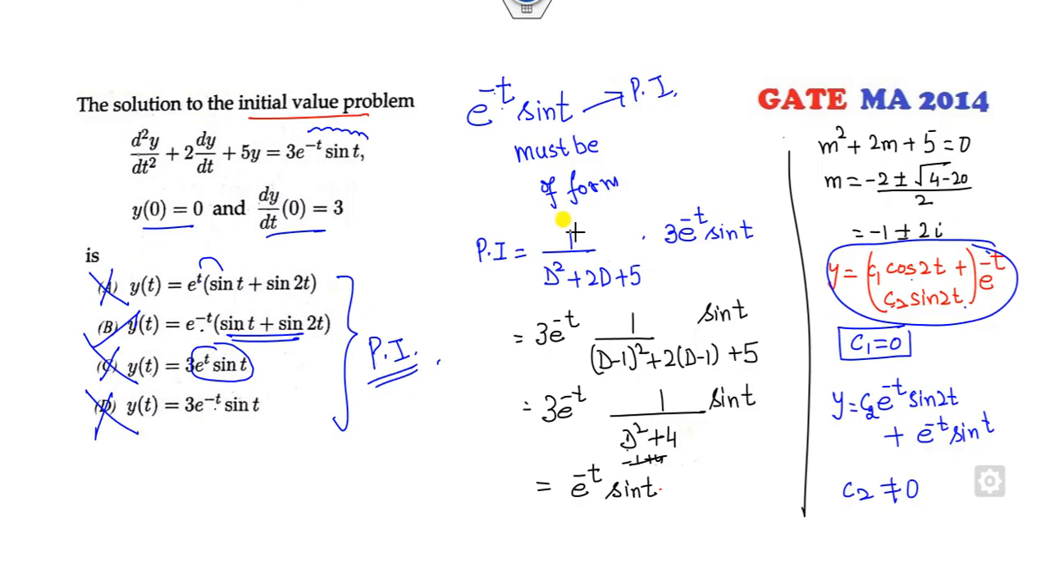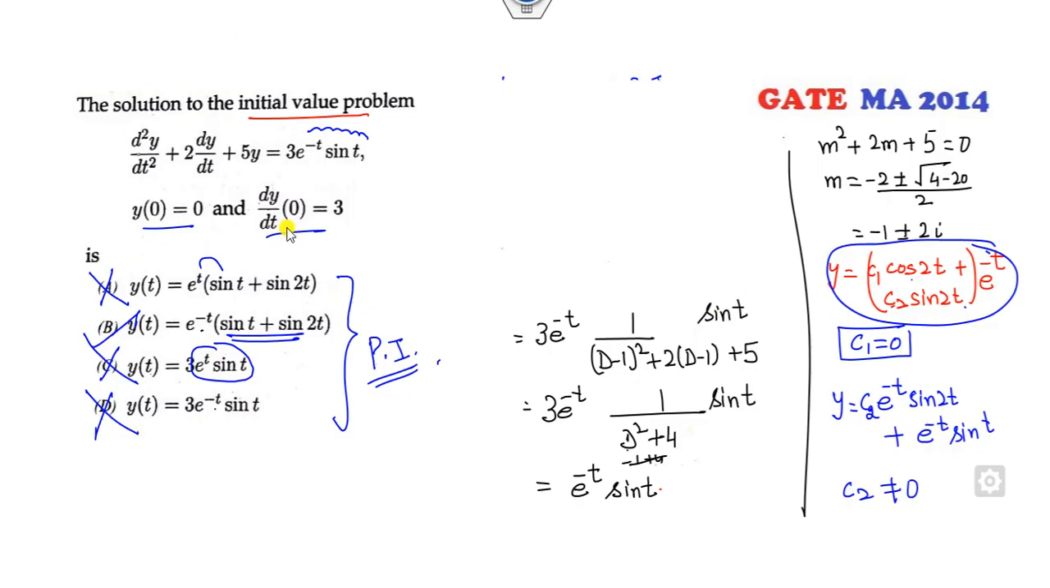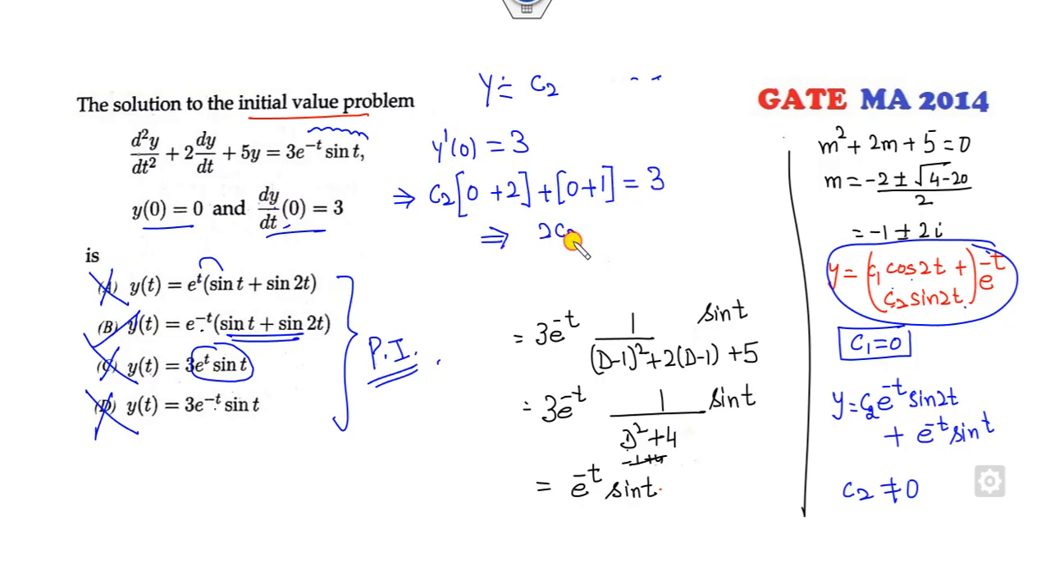Moreover, if you want, I can check it by using this one, because now my complementary solution will be c2. Now here I can apply the derivative at the point 0. So if we apply the derivative at the point 0, what will happen? c2 first value will be 0, it will be my plus 2, and then it will be the 0 plus 1, it will be my 3. So what will happen is 2c2 is my 2, c2 will be my 1. So c2 is 1, it means the right answer is B, my correct answer.